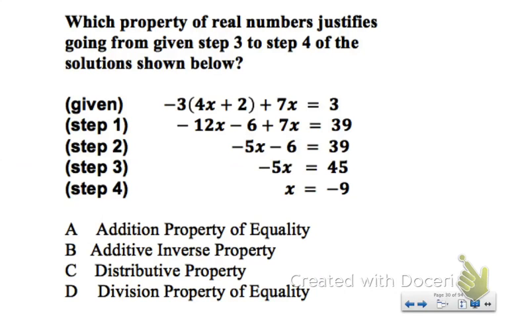Okay, justifying properties. Which property of real numbers justifies going from step 3 to step 4? Remember, sometimes they're going to show you what they're doing, sometimes they're not. For this one, you have to think, how did they get from 45 to -9? Well, they had to have divided by -5 on both sides. So whatever you do to one side, you do to the other. Remember that it's a property of equality, and it has to be division, so it's D.